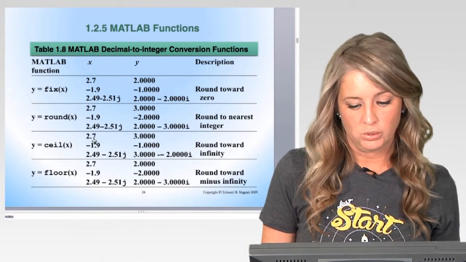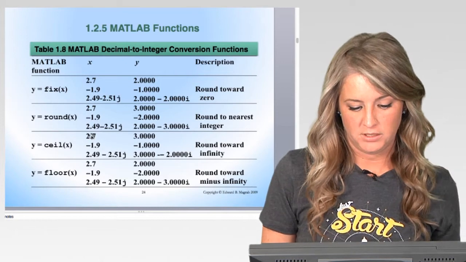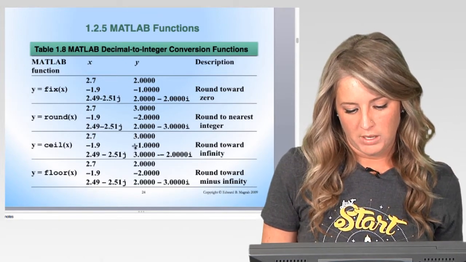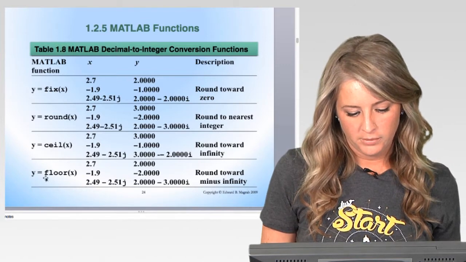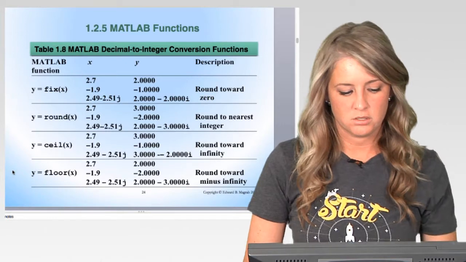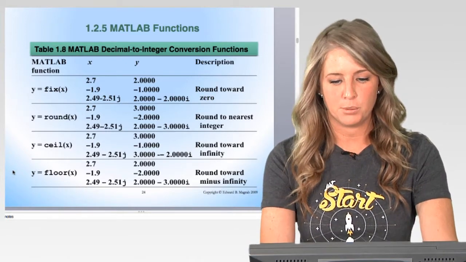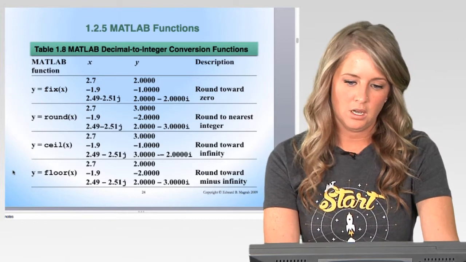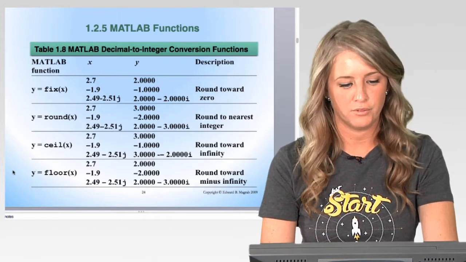That rounds towards infinity, positive infinity. So that's going to round up to 3, round up to -1, and then floor rounds to minus infinity. So those are just some more options that you have in terms of formatting outputs and doing decimal to integer conversion.